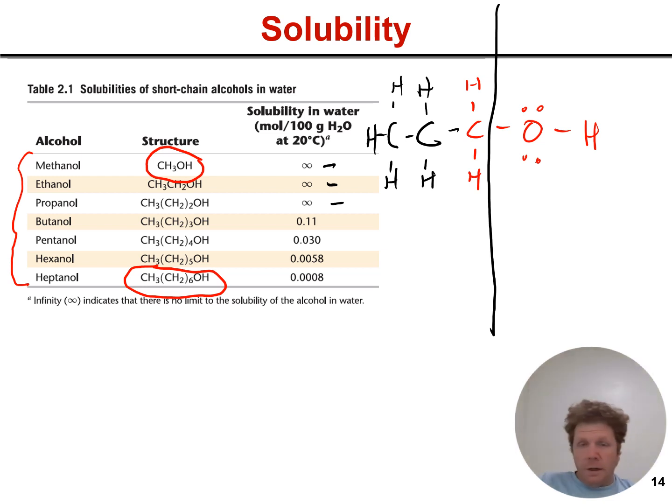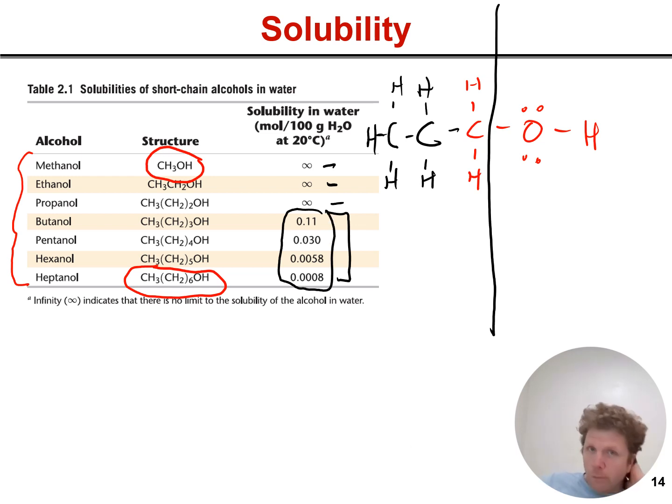Okay, so now I'm looking at, as long as 25% of my molecule is polar, I'm going to go into solution well. Butanol, pentanol, hexanol, heptanol. As you can see, there's experimentally determined values for the solubility of these substances. How many moles of butanol will go into 100 grams of water at 20 degrees Celsius?